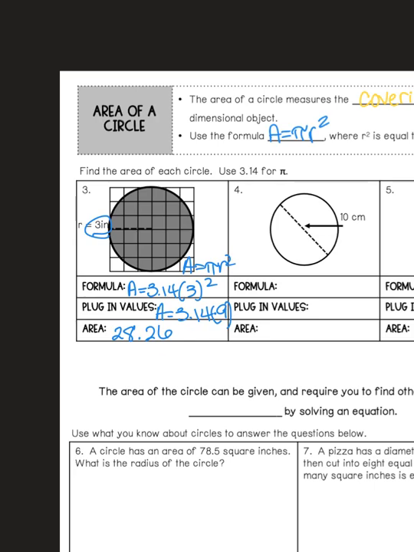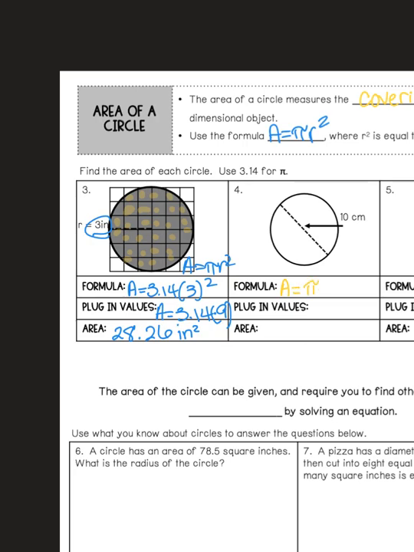Okay, notice this is square inches, because I can actually look, and I'm not going to make you do this, but I could actually take this and count. Like, okay, well, here's 1, 2, 3, 4, 5, 6, 7, 8, 9, 10, 11, 12, 13, 14, 15, 16, 17, 18, and then there's part of one, and I could count them all up, and I'm going to get 28.26 square inches.